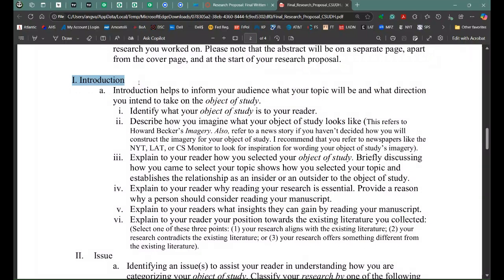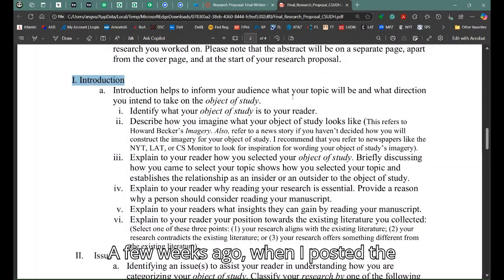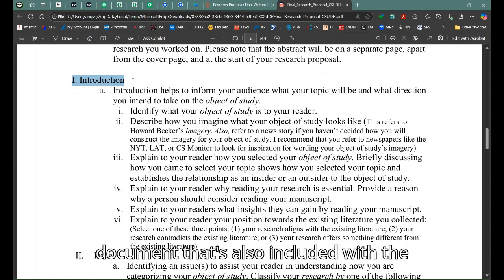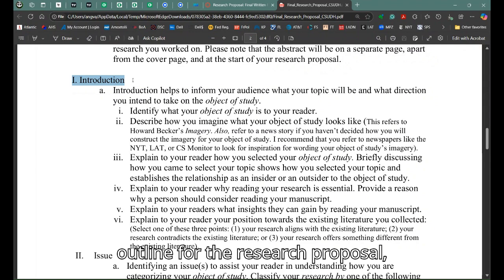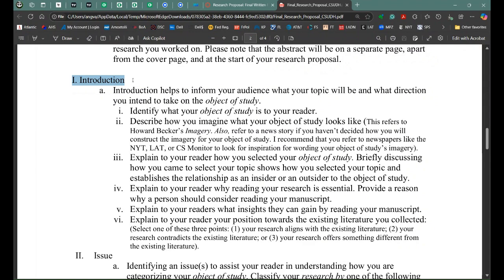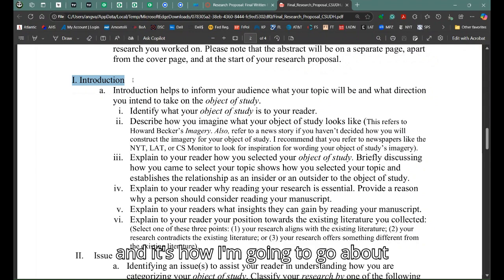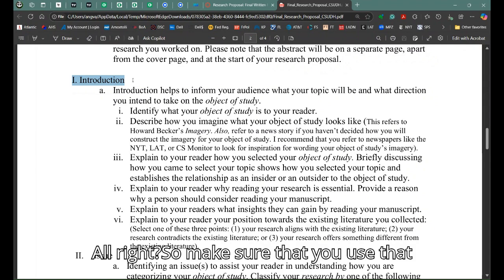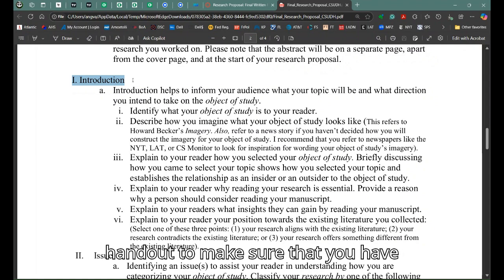Okay. And a few weeks ago, when I posted the handout onto Canvas, there's a document that's also included with the outline for the research proposal, and it's how I'm going to go about evaluating this final paper. All right. So make sure that you use that handout to make sure that you have all the points covered under each section of that handout. Okay.